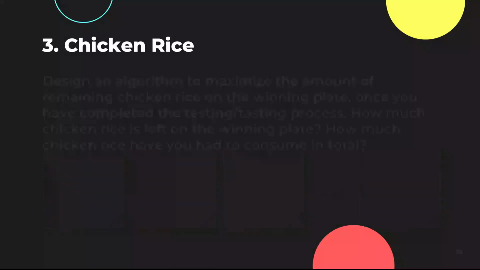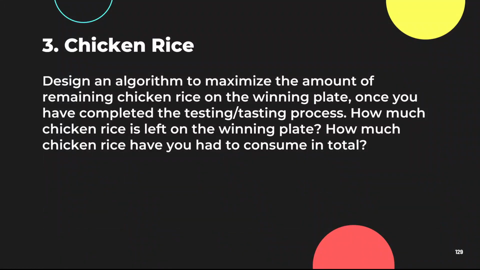So now comes the second problem. What if you want to share this winning plate with others? How do you know which one is the winning plate and try to maximize what is left in that winning plate? Now this is the fun part. Given that I've already shown you a naive solution, you test the winning plate with others. In the worst case, there's only one bite for 100 people there. So now, how do I maximize the amount of chicken rice left in this winning plate? Suddenly becomes quiet.